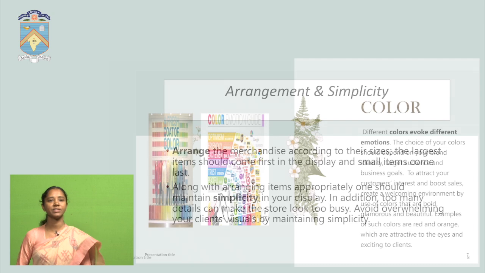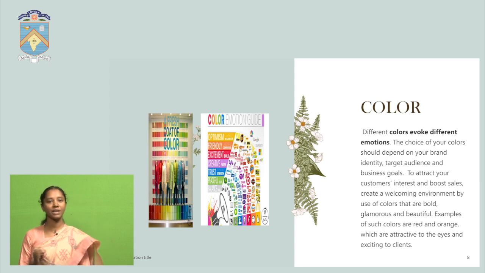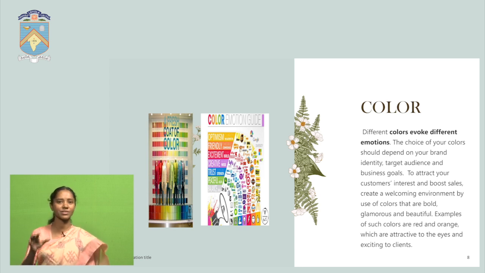The next element is color. Color is like a king in visual merchandising. Why? Because different colors evoke different emotions. If we take small children, if a retail store is organizing products related to kids, for the age group of kids, their attention will generally go to dark colors which are really bright colors.